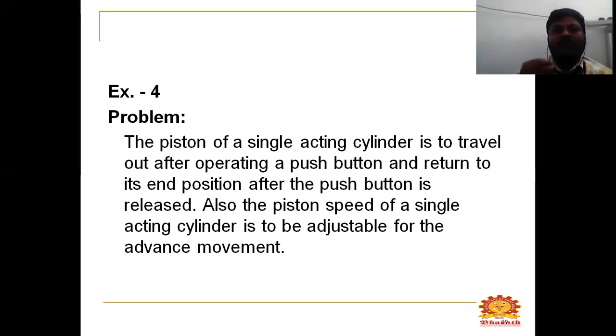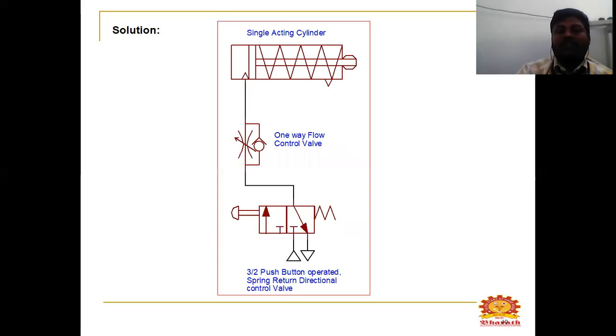So we can use an adjustable flow control valve, or a directional control valve. And here you are using a flow control valve. See here, with this same position, we have a one-way flow control valve. So it may be adjustable.